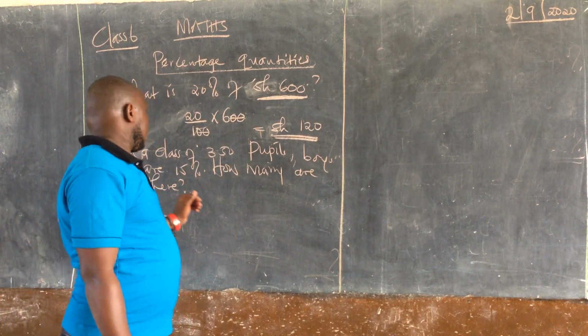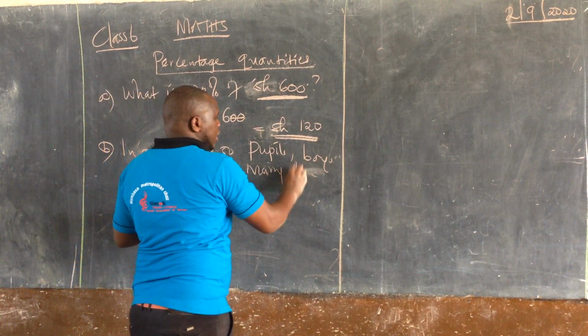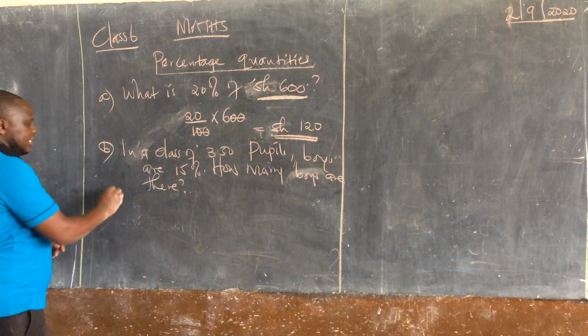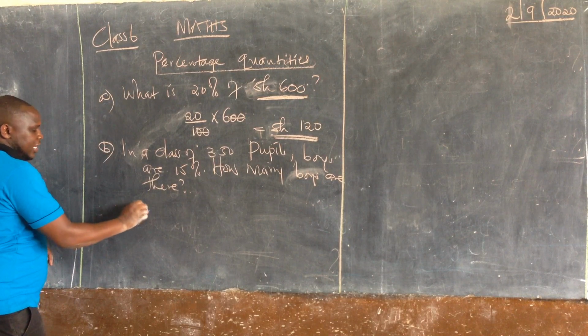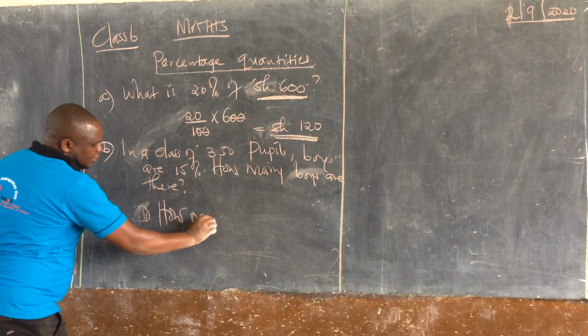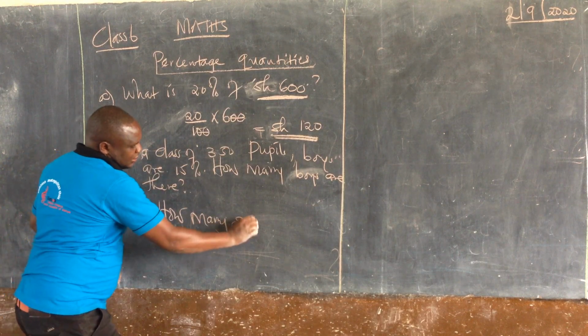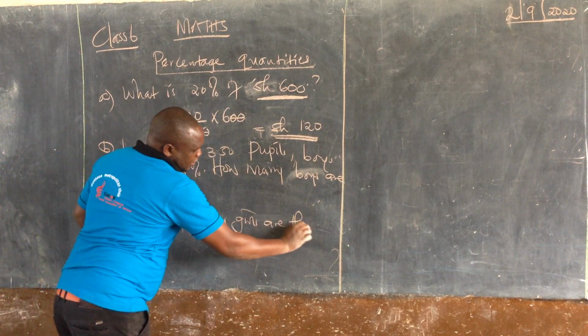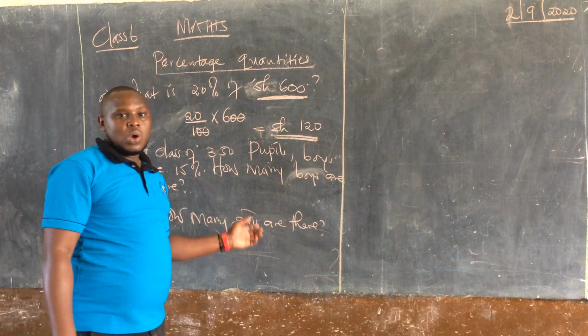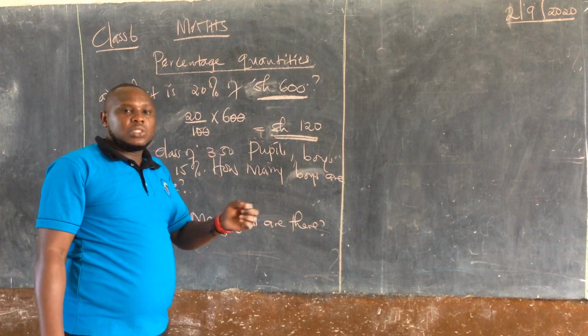How many boys are there? That is question A. And B, that is Roman 2 of it. How many girls are there? So these are kind of the questions that come in an exam in class 6, whereby you are required to get a percentage of a quantity.